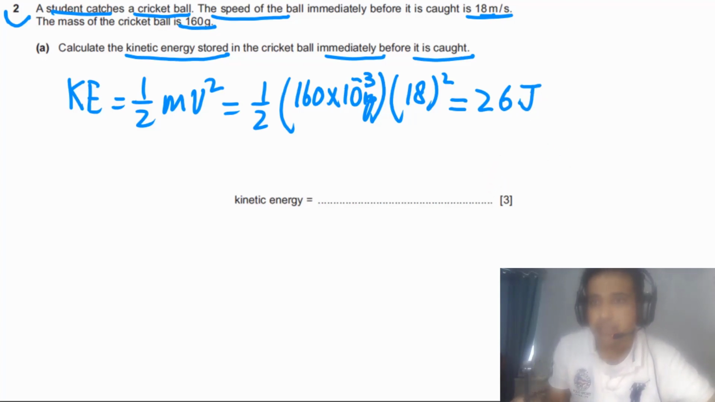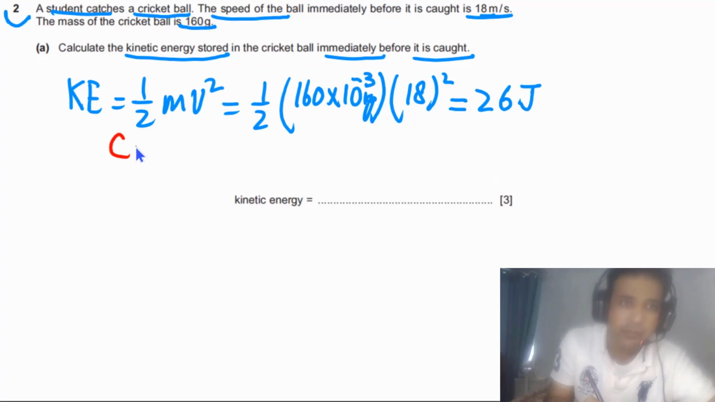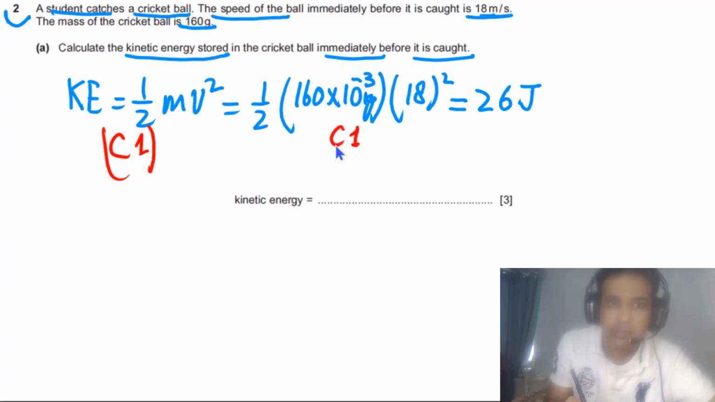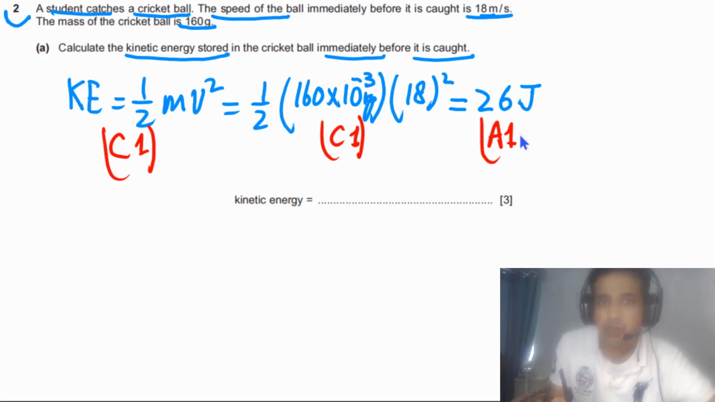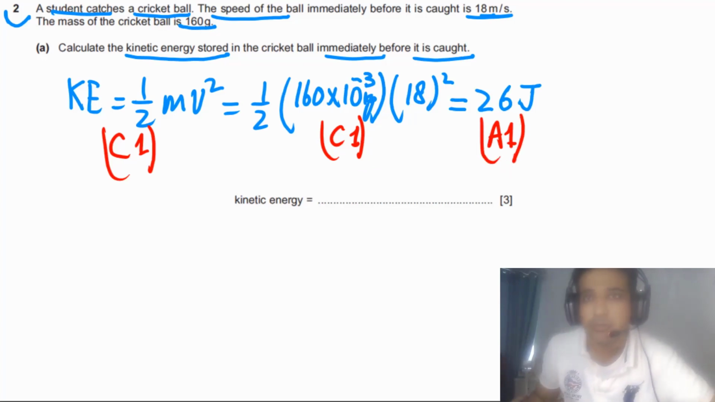This question has 3 marks. The first C mark you will get if you have written this formula, and the second C mark you will get if you have plugged in these values, and the last mark is the answer mark. If you got the right answer, you will get 3 marks.